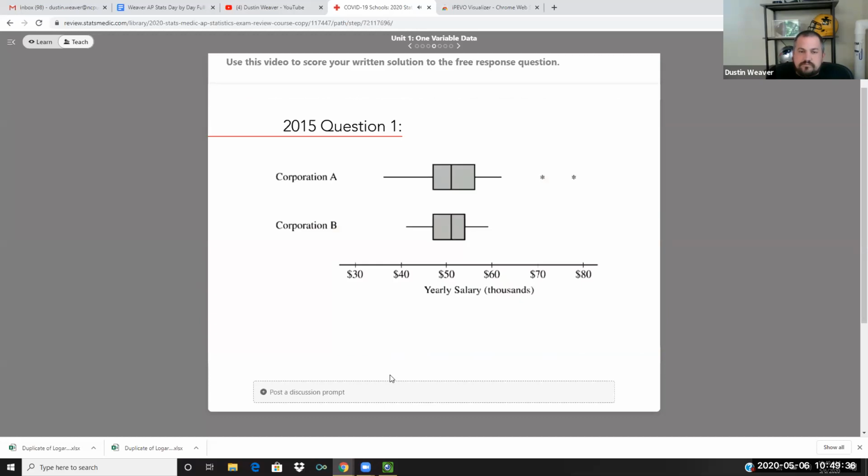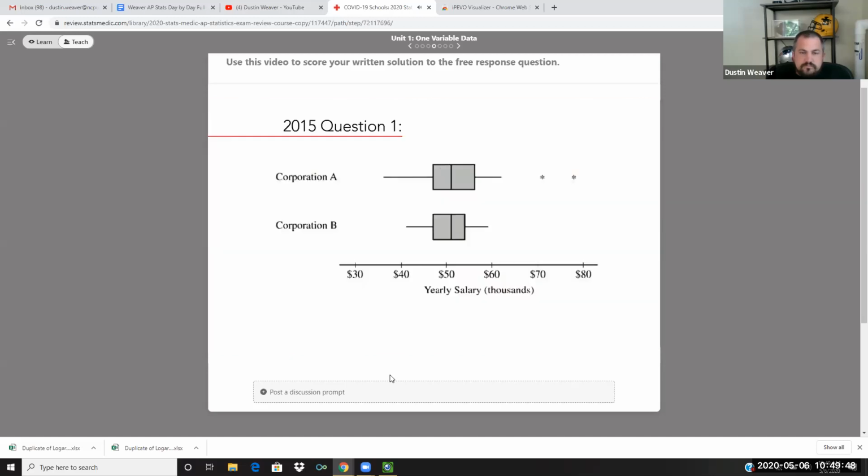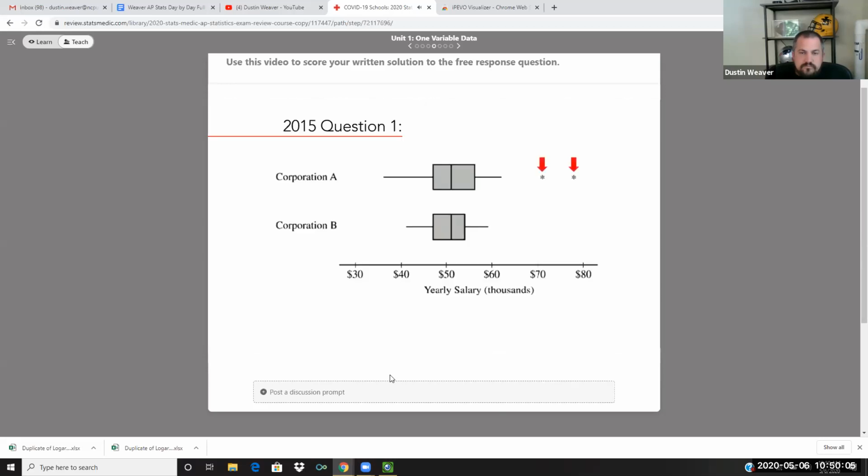For the center, looking at the box plots, we can identify the median as the value at the center of the box. And you can see that the median value is very similar for both Corporation A and Corporation B. Now also from the box plots, we can see the range as the maximum minus the minimum, and we can see the IQR as the length of the box. In both cases, the range and the IQR for Corporation A is greater than for Corporation B. Clearly from the box plot, we can see that Corporation A has 2 outliers that are around $72,000 and $78,000, and B does not have any outliers.